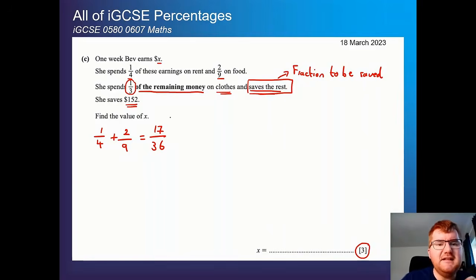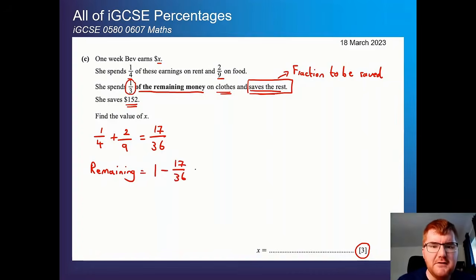So if she's spending 17/36 of this X, then what's remaining, I'm using the word in the question here, well, we take 17/36 away from a whole one. And if we do that, we can do that in our head here. We get 19 over 36. Again, remember, 1 is the same here as 36 over 36. So we have 19 over 36 remaining, and she spends 1/3 of this on clothes.